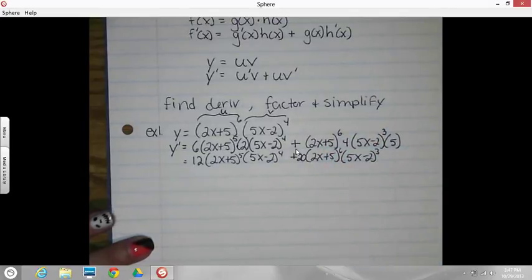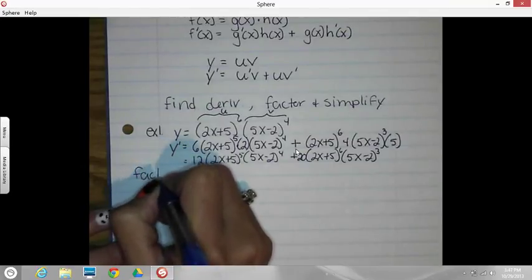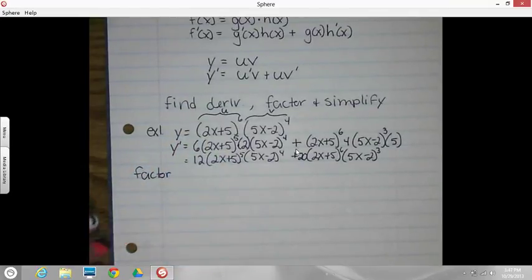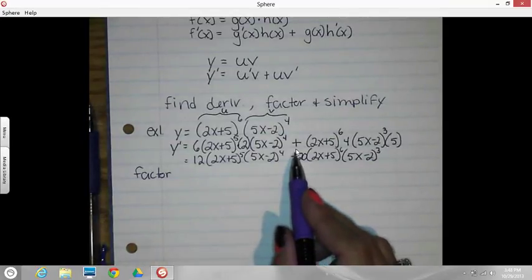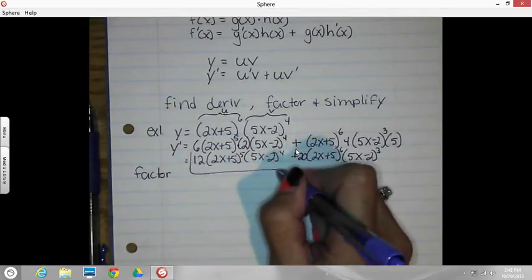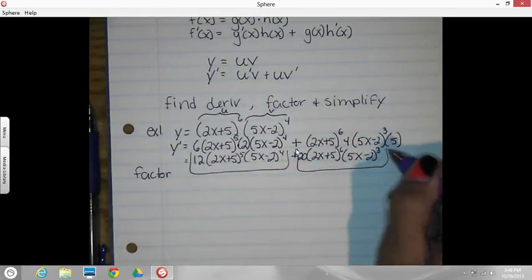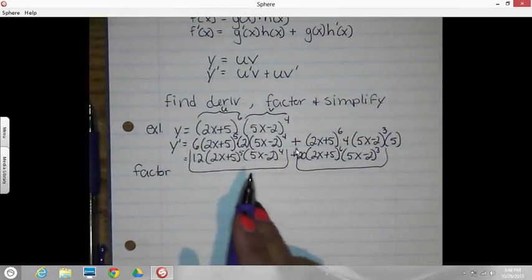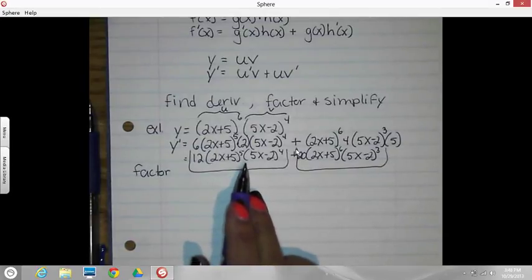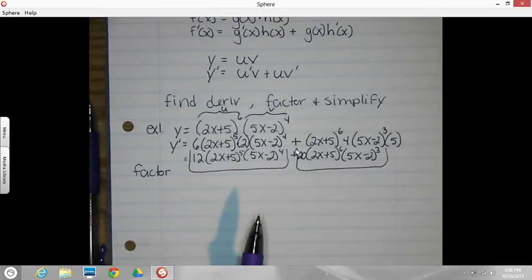Okay. At this point, we're ready to factor. And the easiest way for me to teach factoring is for you to think of baskets. And baskets are separated by add signs here. So you've got two baskets. There's a basket here, and there's a basket here. And what factoring is, you take out the most of the same thing from each basket.